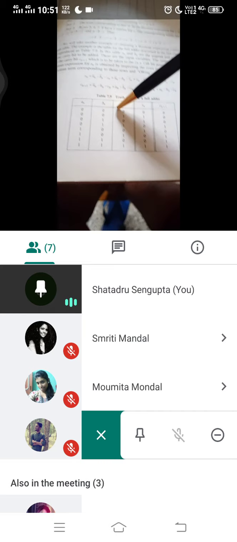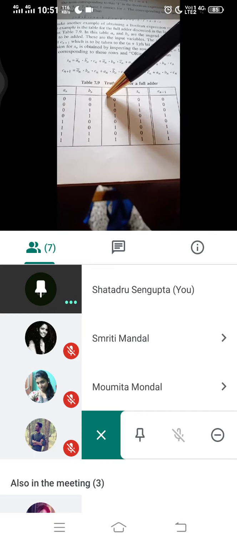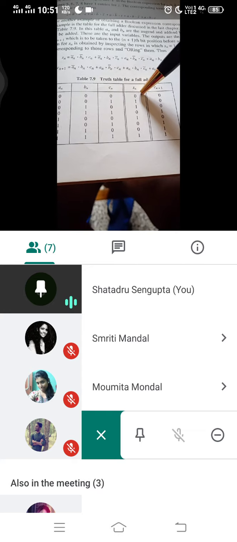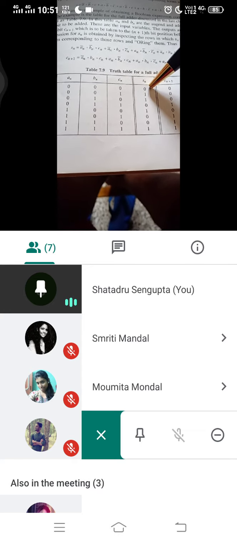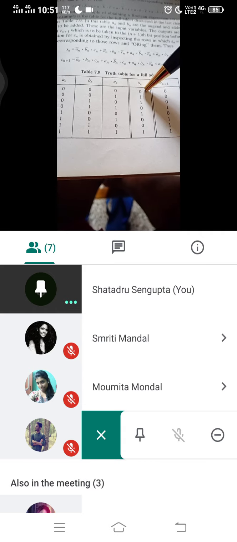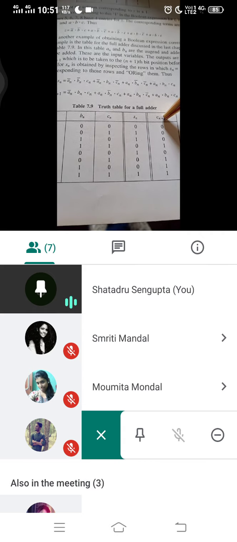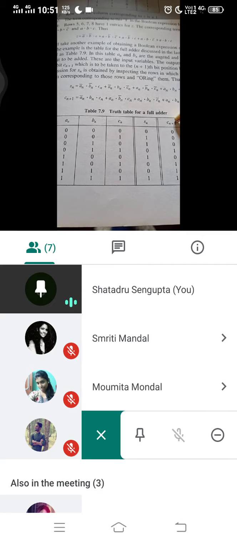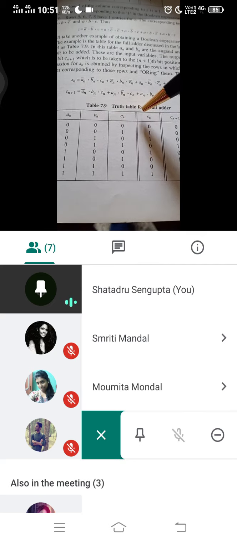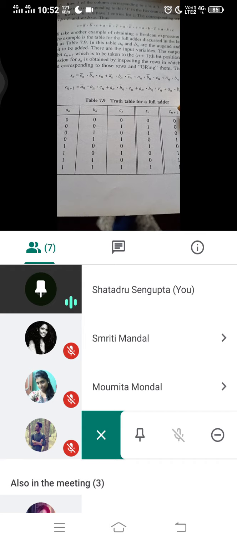So given these three bits, the adder will give you a sum of those three bits and a carry that emanates from that addition. What kind of addition? The answer is obviously binary addition.